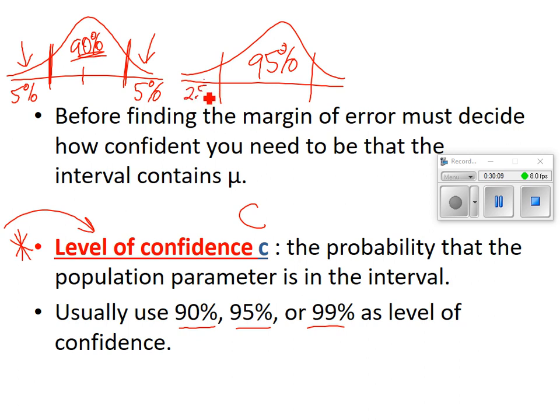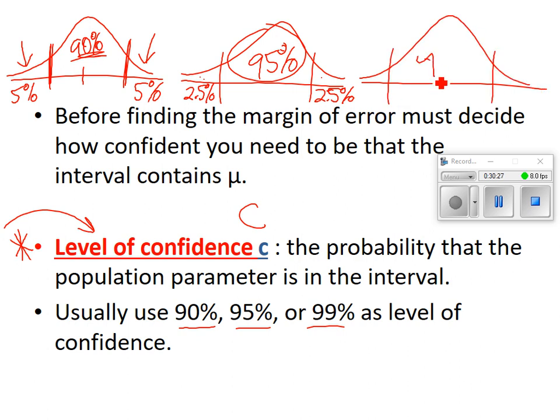2.5%. About here? 2.5%. All right, so 95% of the time, it's where we want it to be. Each end, 2.5% of the time, it's on the outside. And then the last one, 99% of the time. So we want 99% in here.